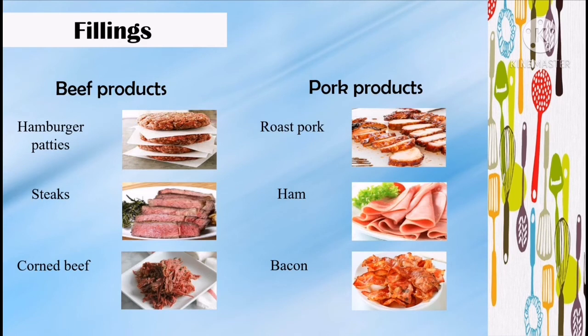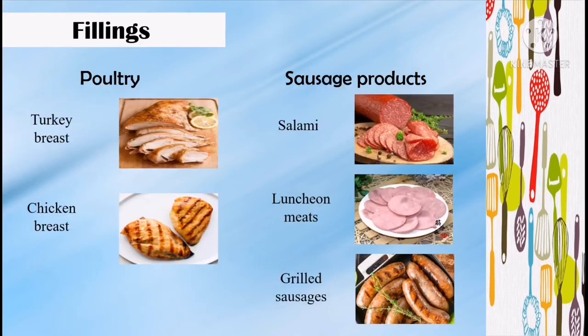The following are the meat and poultry that can be used as fillings to the sandwich. First is beef products. We have hamburger patties, steaks, and corned beef. Pork products: roast pork, ham, and bacon. Next is poultry. We have turkey breast and chicken breast. And the last one is sausage products: salami, luncheon meats, and grilled sausages.